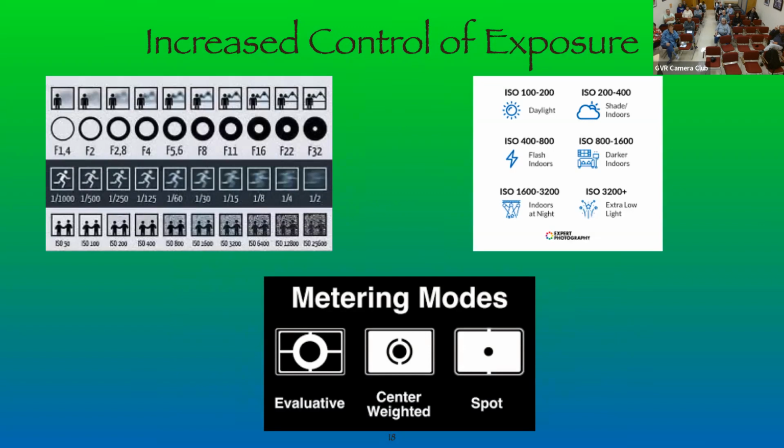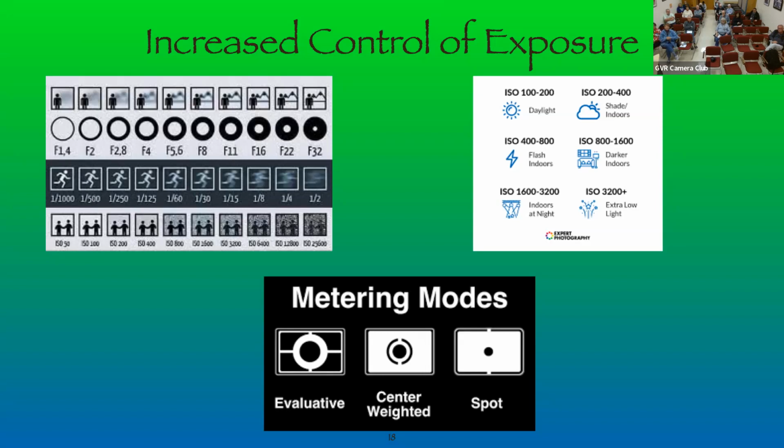A half second is going to be more light, right? Because it's open longer. And then what you're going to see as far as noise goes, and this is a little guideline over on the right: daylight, 100 to 200 ISO. Extra low light, fireworks, something like that, you might need an ISO of 3200. These are things you can readily get off the internet.